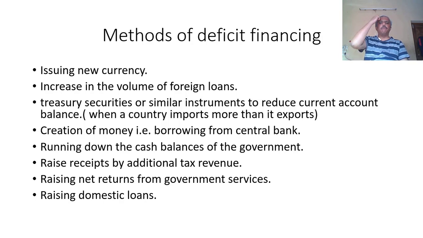Running down the cash balances of the governments. Government cash balances also play a very important role. Another method of deficit financing is to raise receipts by additional tax revenue. For the purpose of deficit financing, the government taxes certain goods used by only particular people who are in a more elite class. Under those circumstances, there is a possibility of money flow from the richer population, which means rich persons, to the government's hands. Similarly, that money is spent for the purpose of social welfare.